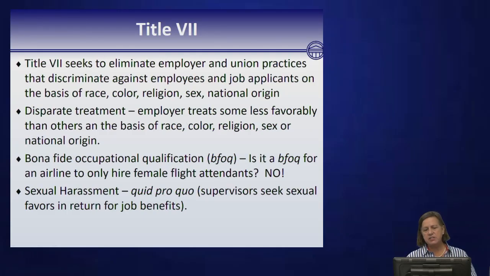Title VII seeks to eliminate employer and union practices that discriminate against employees and job applicants on the basis of race, color, religion, sex, or national origin. Remember, there are two theories of discrimination, and they are disparate treatment and disparate impact. Disparate treatment, I will ask you about, and you have to identify that. And disparate treatment is where an employer treats some individuals less favorably than others on the basis of race, color, religion, sex, or national origin.